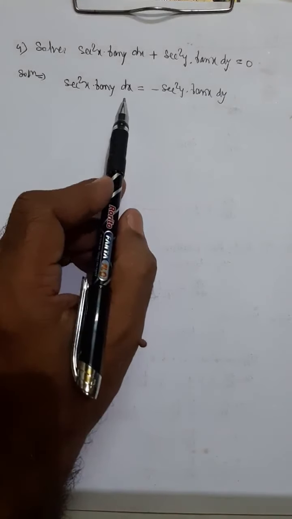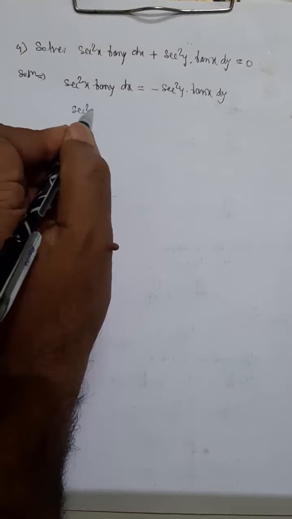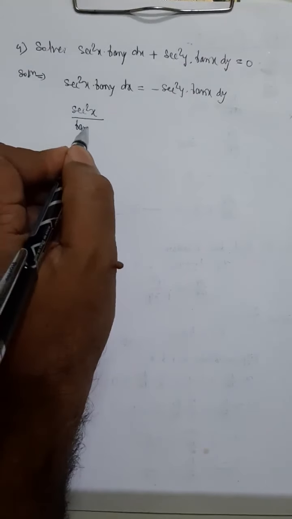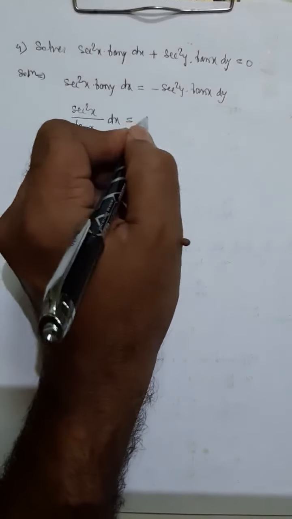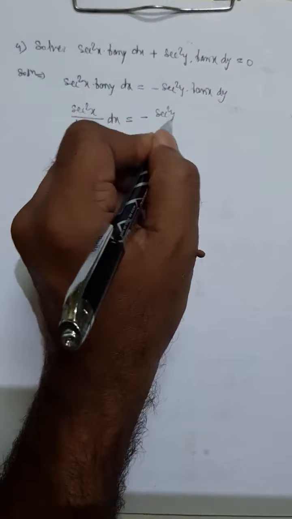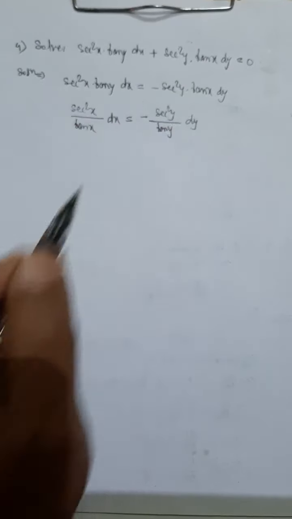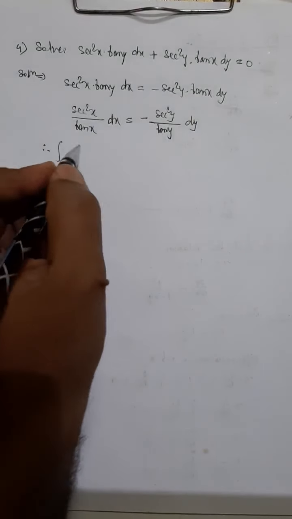Dx on the left side, so taking terms containing x on the left side, so the left side is sec square x. Take tan x on the left side, goes in the denominator, into dx. Take tan y on the right side, so minus sec square y divided by tan y into dy. So here the variables are separated. Next step, integrating both sides.